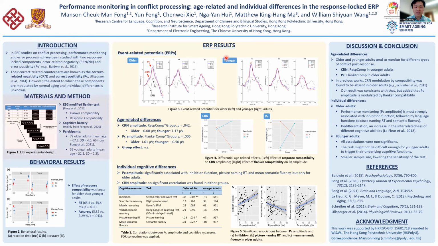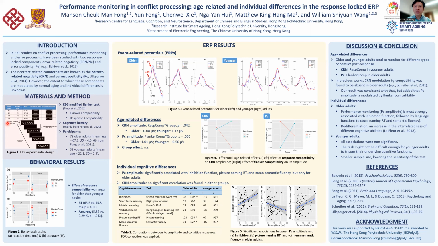Here was our task in that study. Basically, we manipulated two factors: flanker compatibility and response compatibility. Flanker compatibility is about the compatibility between the target arrow in the middle with the neighboring flankers, while response compatibility is about whether the button press required is consistent with the direction of the target arrow. For instance, in the third and fourth condition here, although the target arrow in the middle is pointing upward or downward, the participants need to press left or right instead, thus creating some degree of response incompatibility.